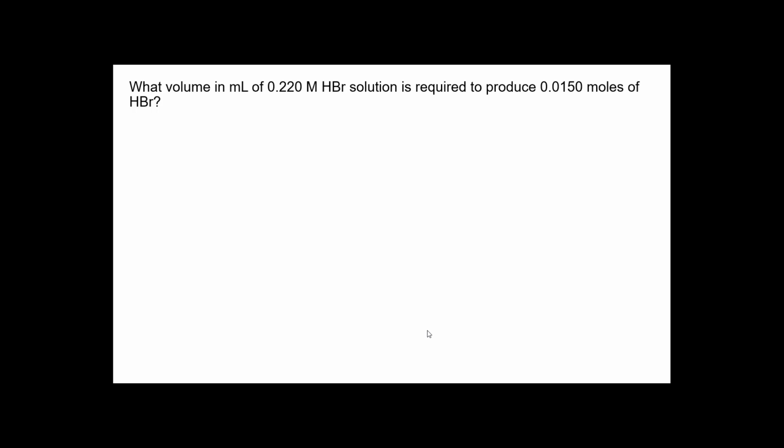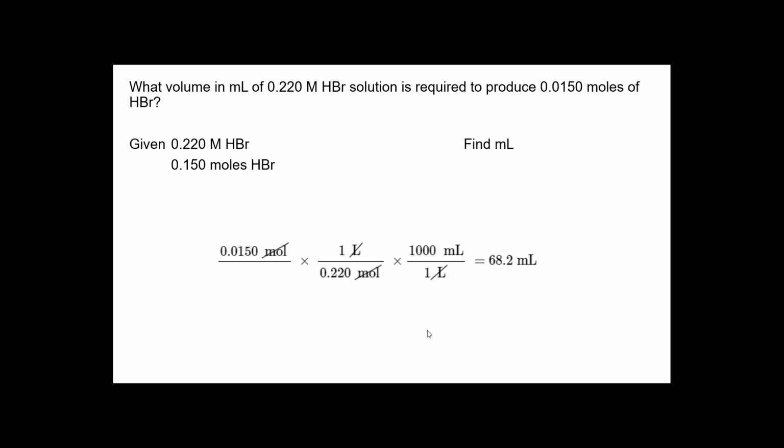I've got more problems, more examples to help you understand this. What volume in milliliters of 0.220 molar HBr solution, hydrobromic acid solution, is required to produce 0.0150 moles of HBr? So we are asking about volume here. A lot of it is meant to kind of confuse you, and chemistry is really good at writing out questions that completely confuse somebody.